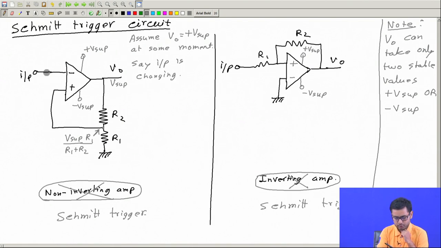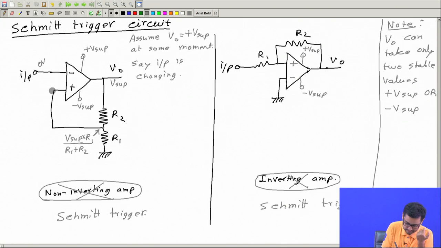Now, if the input is 0 volt, what will be the output? If I make the input equal to 0 volt, this is positive, this is also positive, right? If R1 equals R2, then this is nothing but half of this, so that is also positive. So this is always positive.